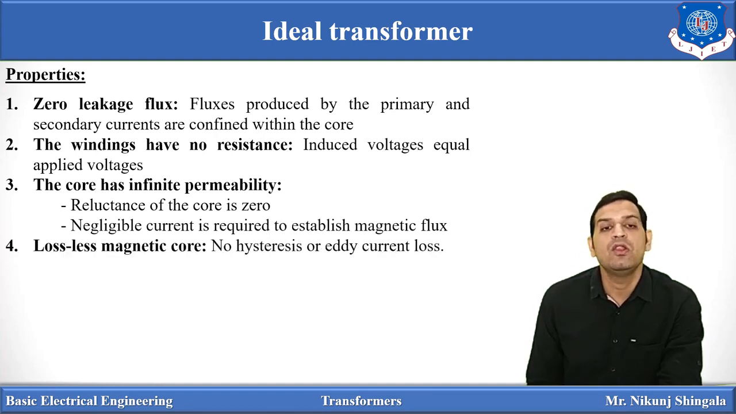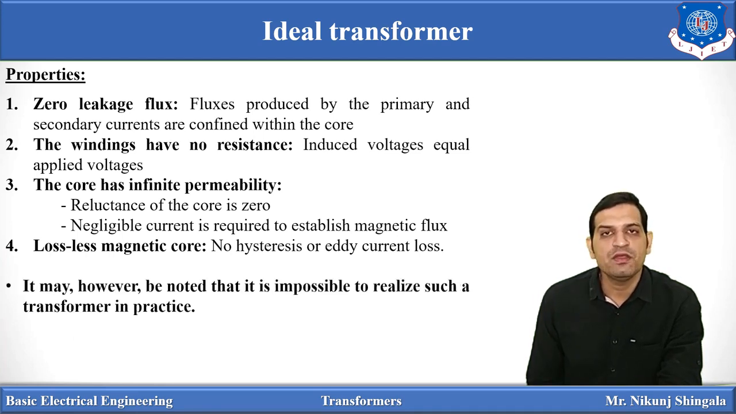And the fourth one is a lossless magnetic core. That means what? No losses are taking place in the transformer. That is no hysteresis loss, no eddy current loss and no copper loss. Copper loss is basically loss because of the windings or resistance of the windings. Practically it is impossible to realize or design the ideal transformer, but study of the ideal transformer is useful to understand the theory of the practical transformer.